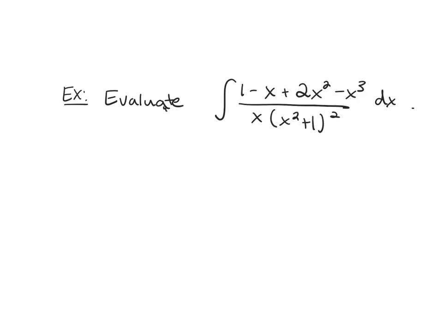We have to divide. We don't have to divide. Why don't we have to divide? What's the degree of our numerator? 3. What's the degree of the denominator? 4. Not quite. There's that extra x out in front, so it's the 5th power. The degree of the numerator is smaller, so we don't need to divide.